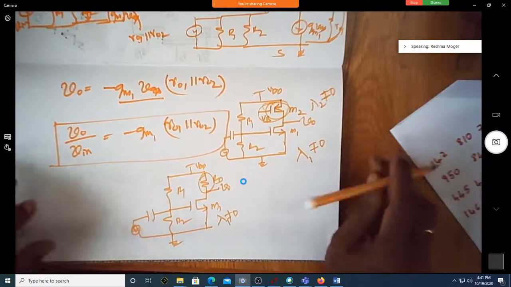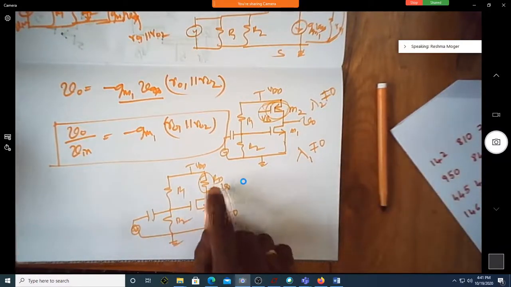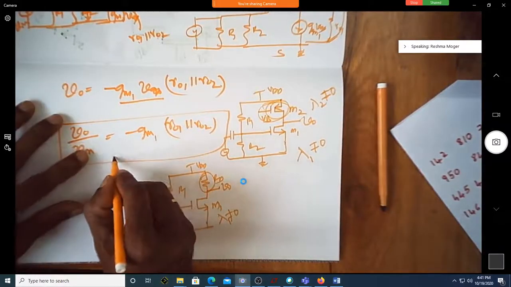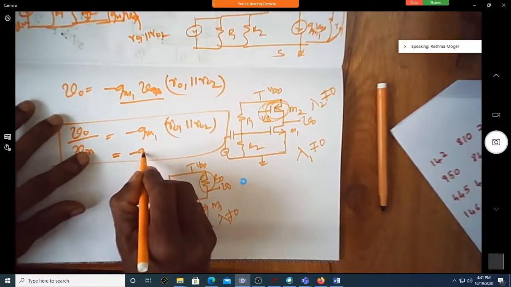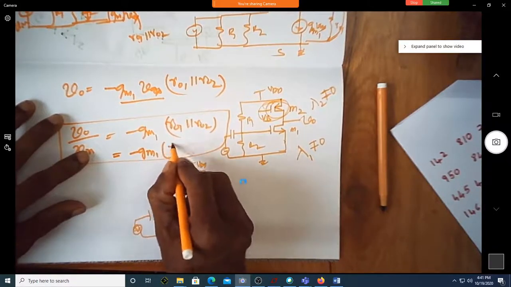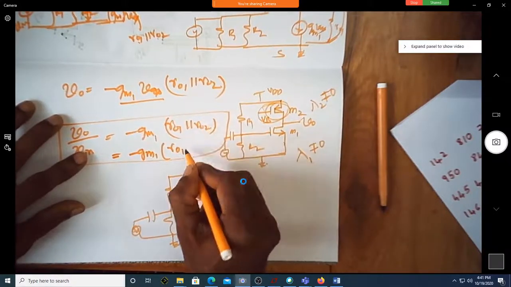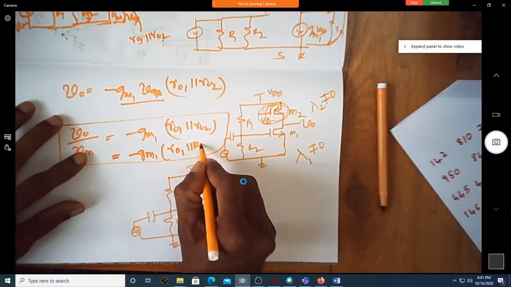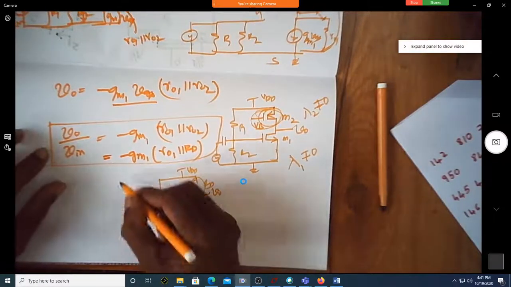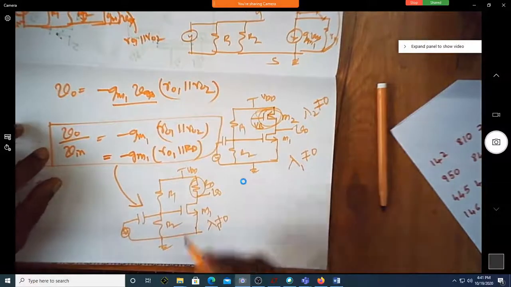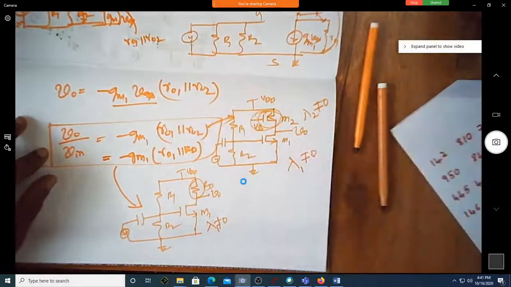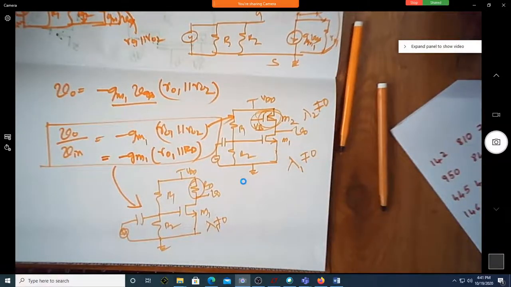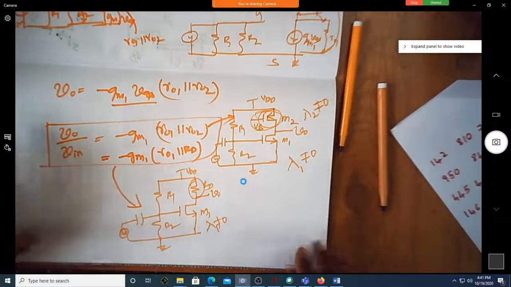Now, how does this difference reflect in your expression? This expression will become the same, minus gm1, r01 is as it is. Instead of r02, it is RD. Correct? This is for this circuit. This is for this circuit. Correct? Is it fine? Okay.